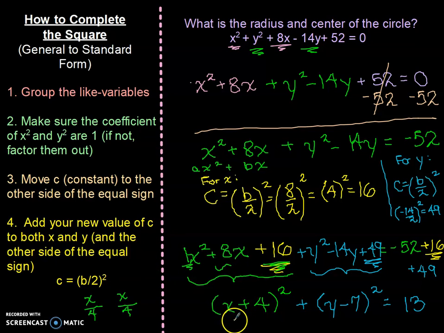Notice that when I write the standard equation of a circle right underneath it, everything lines up to find the radius and the center. The center would be negative 4, 7. Remember, it's always the opposite sign because it's minus for h and k. So that would be negative 4 and 7.